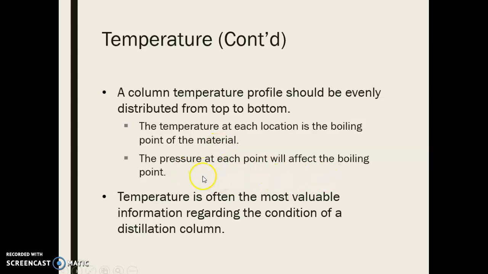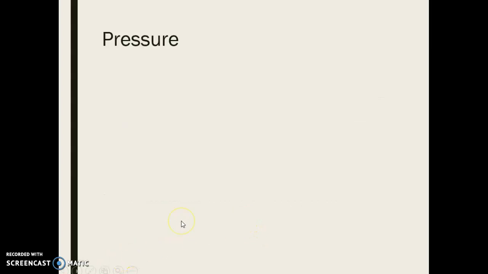So at each stage, you'll have the vapor that comes up and bubbles up here, and it keeps going until you capture that which, at the temperature you're running at, gets you the tops, which is the lowest boilers. Remember, pressure always affects the boiling point. Temperature is often the most valuable information regarding the condition of your column. So if you want to see how your column's running, you look at your temperatures.